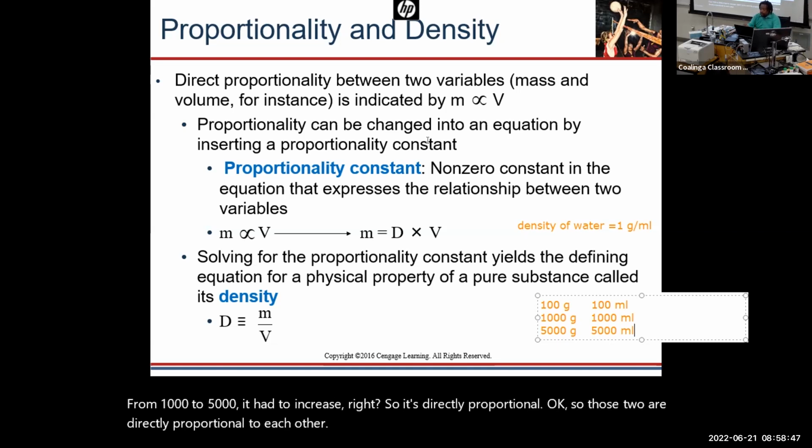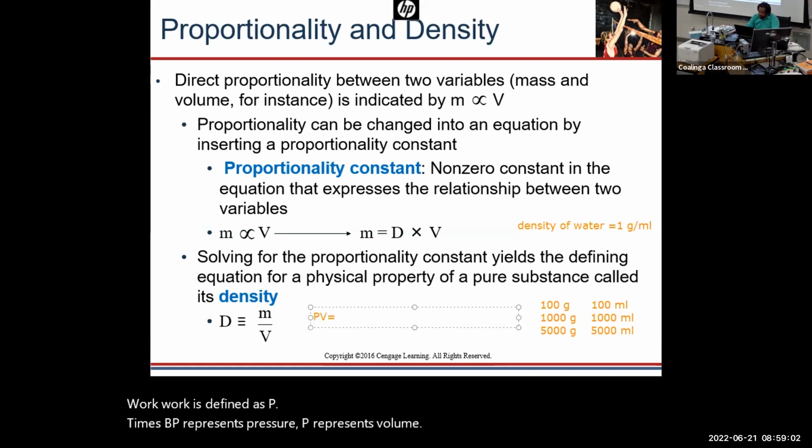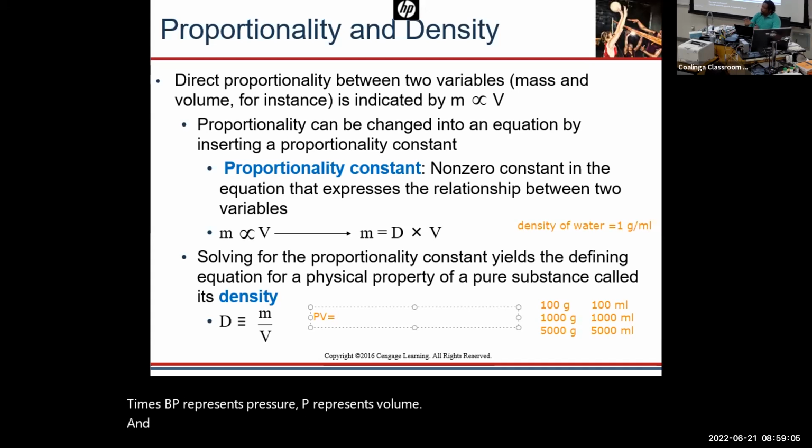Okay, so say we have work. Work is defined as P times V. P represents pressure, V represents volume. And this can be under perfect conditions. They can be set up as a constant.